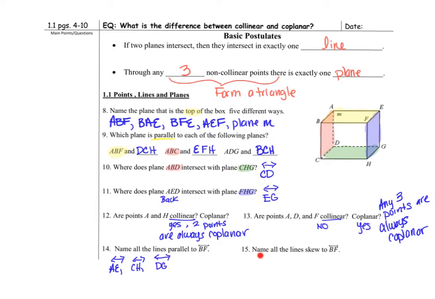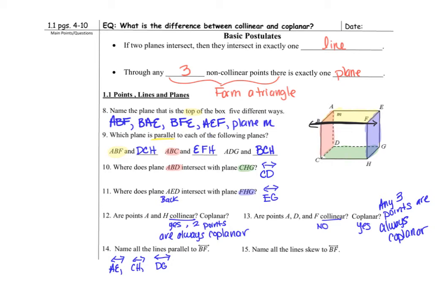Next, we're going to name all the lines that are skew to BF. So I'm going to go ahead and make BF a little bit bigger, just so we know what we're looking at. So this is the line we're focusing on to determine all lines skew. So remember, lines that are skew are not parallel, do not lie in the same plane, and do not intersect.